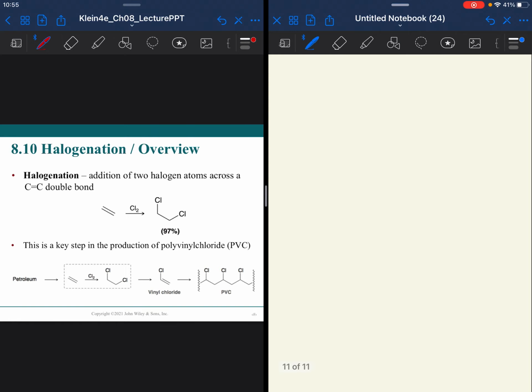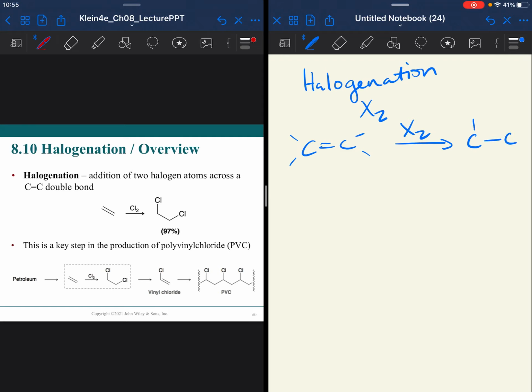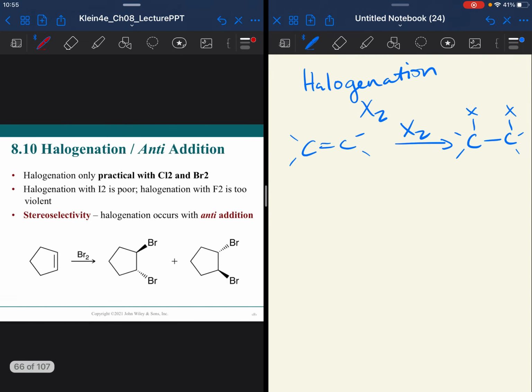Now, another reaction where you don't have to think about the regiochemistry is halogenation. We've done hydrohalogenation, where we added HX, but now we're going to be adding X2. So we're taking a carbon-carbon double bond, and this usually works best with bromine or chlorine, and you are going to add a halogen to each side. So there's no more or less substituted. A halogen goes on each side. And this one is anti-addition.